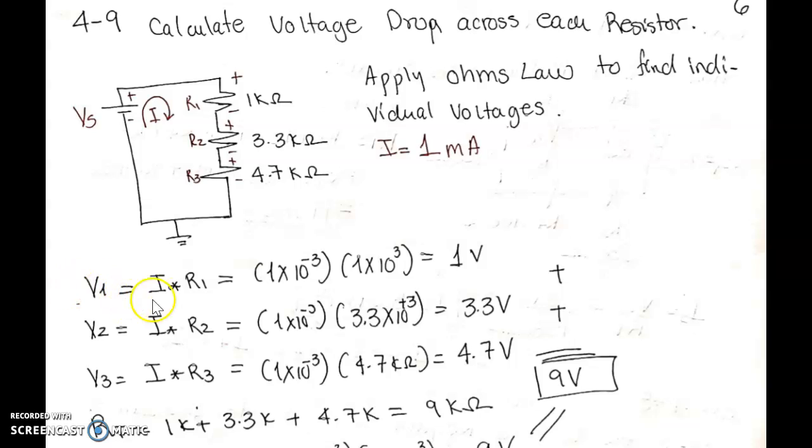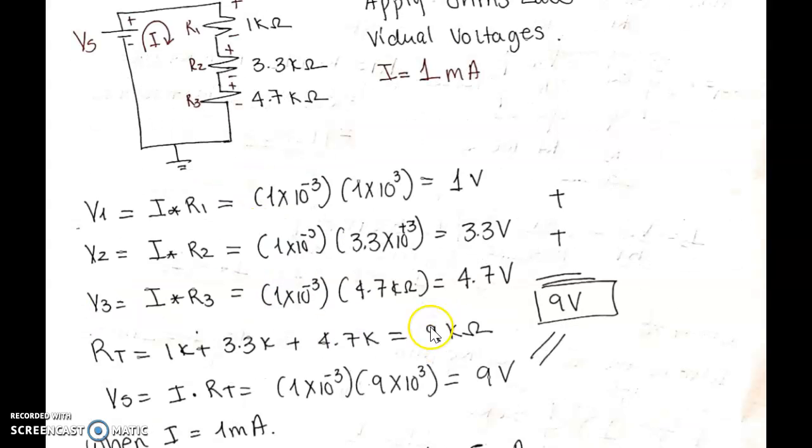Why? Because look at the definition. How do we calculate voltage? Voltage is the current times the resistor. So the current is constant. The only thing that is changing is the resistor, and it's a linear relationship. So the higher the resistor, the higher the voltage drop across that resistor.